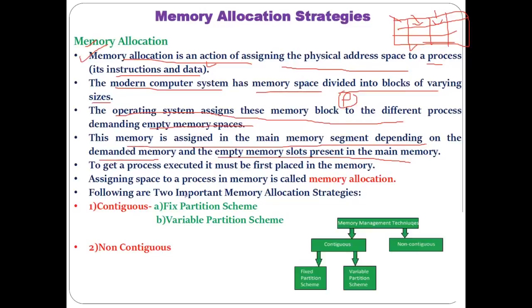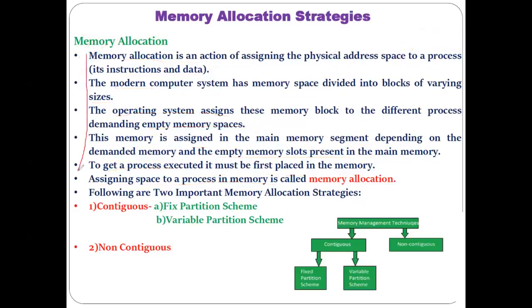In order for a process to be executed, that particular process has to be put in the memory first, that is the primary memory. How is it being done? It can be done with the help of the memory allocation strategy. So, in short, the summary of our discussion related to this slide is that assigning space to a process in the memory is simply called memory allocation.